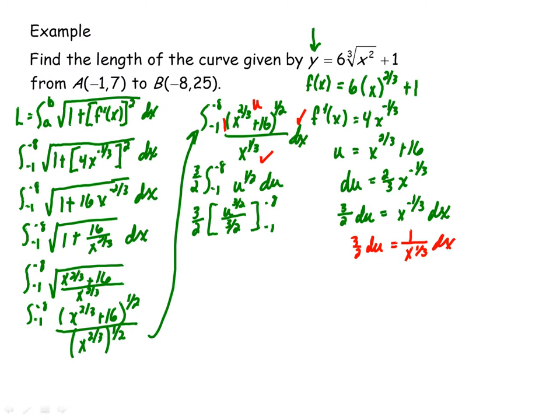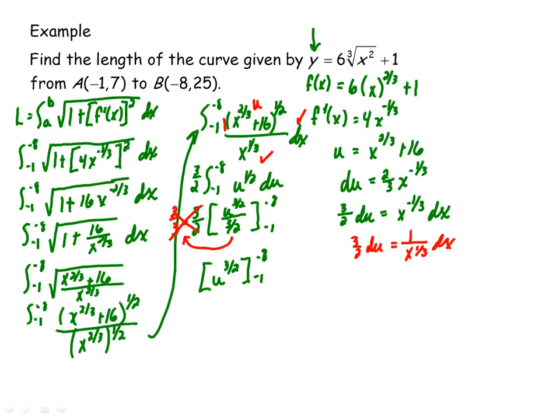So what do I do with that denominator of 3 halves? What are we going to do with it? We're going to bring it out here and multiply by the reciprocal, which is 2/3. What's going to happen? They're going to cancel. Isn't that wonderful? So now what I have is u to the 3 halves integrated from -1 to -8.